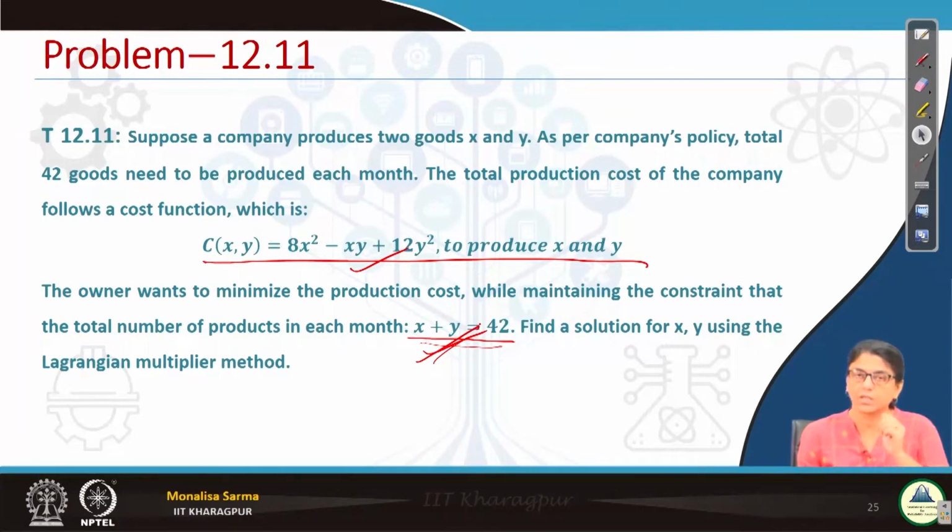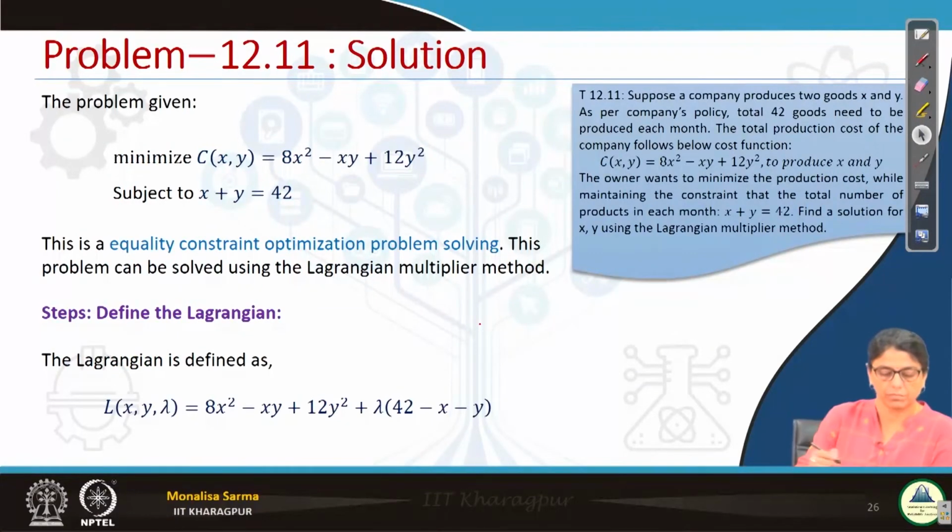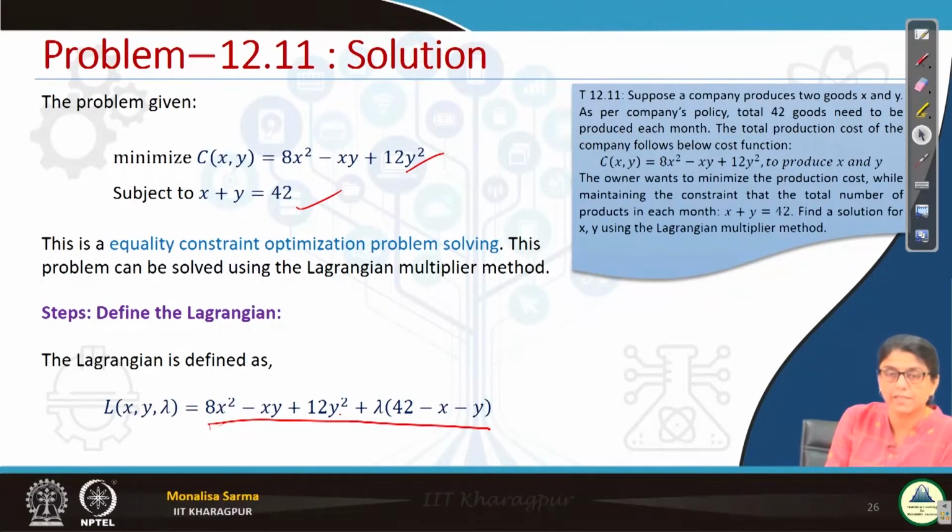So here also it is an equality constraint problem. We have to minimize this subject to this. So how can we form the Lagrangian? This is how we can form it: f(x) plus lambda times the constraint. My constraint is x plus y, so I can write it in this form, 42 minus x minus y equals 0. I want to equalize it to 0, so this is my constraint, an equality constraint.